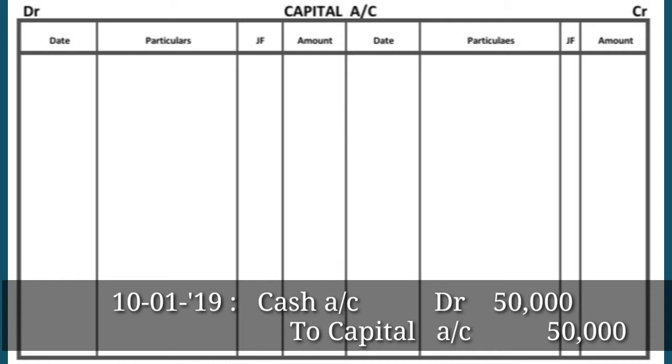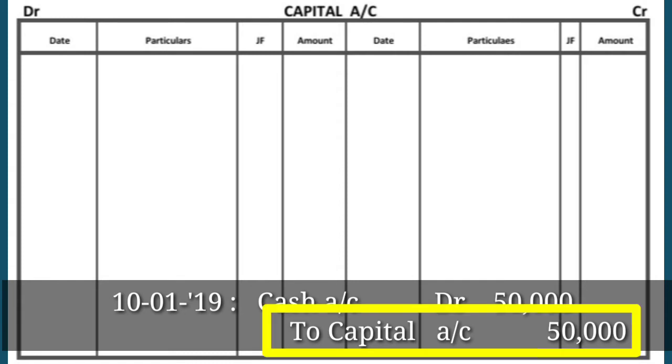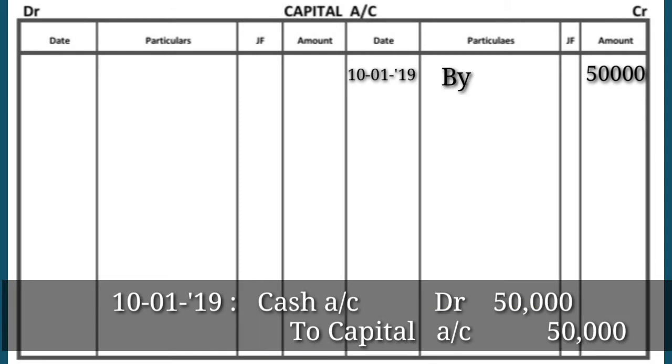See this journal: cash account debtor to capital account. What is the position where the capital is sitting? Capital is sitting on the credit side, or we can say capital has a credit balance. So we will write in the capital account's credit side 50,000. Whatever we write in the credit side will start with "By". So the date is 10th January 2019. In the particulars column, by what will we write here?